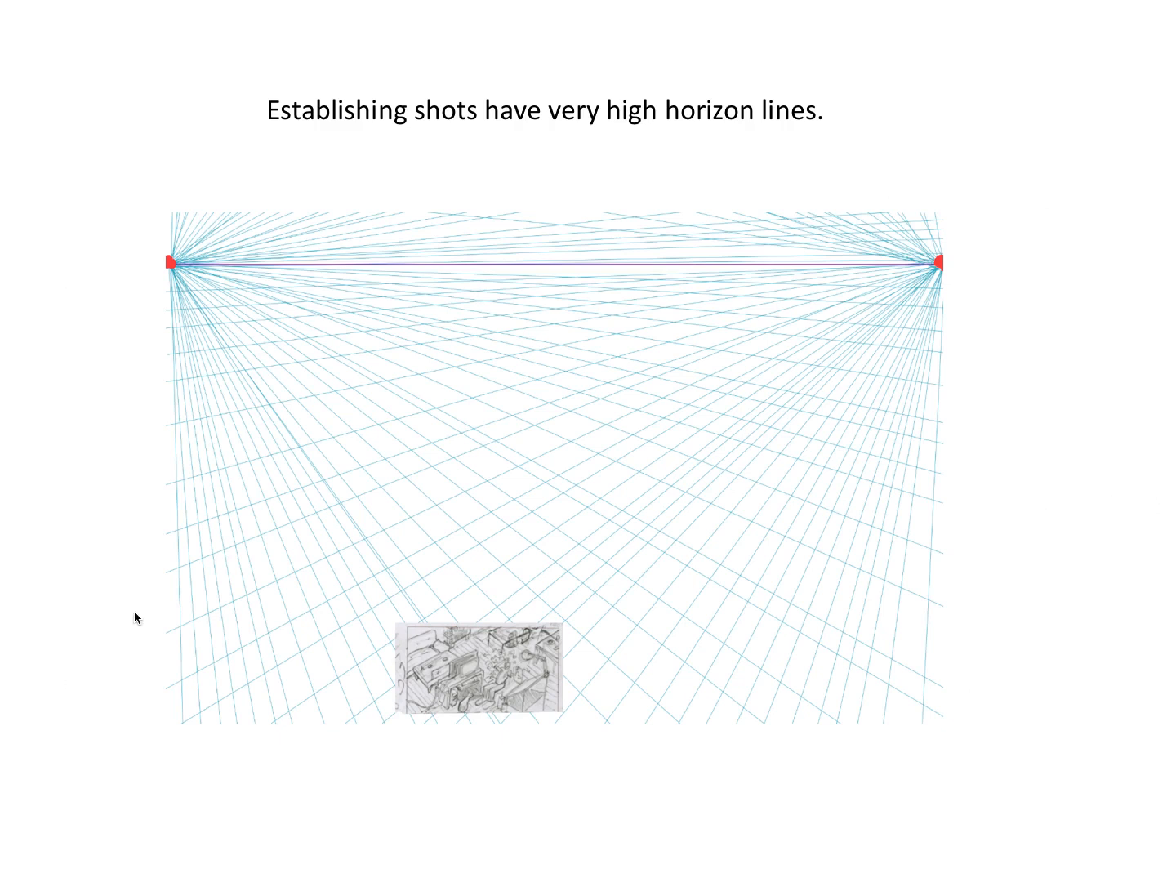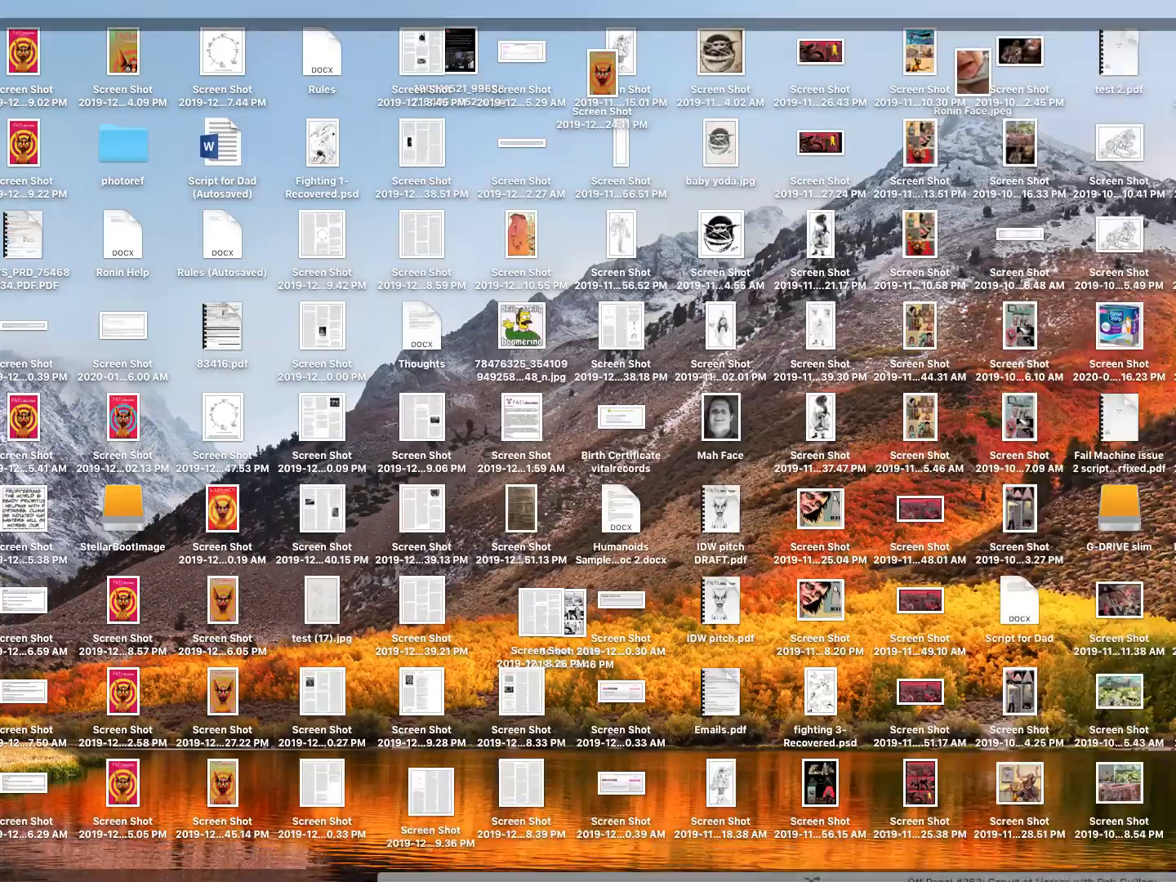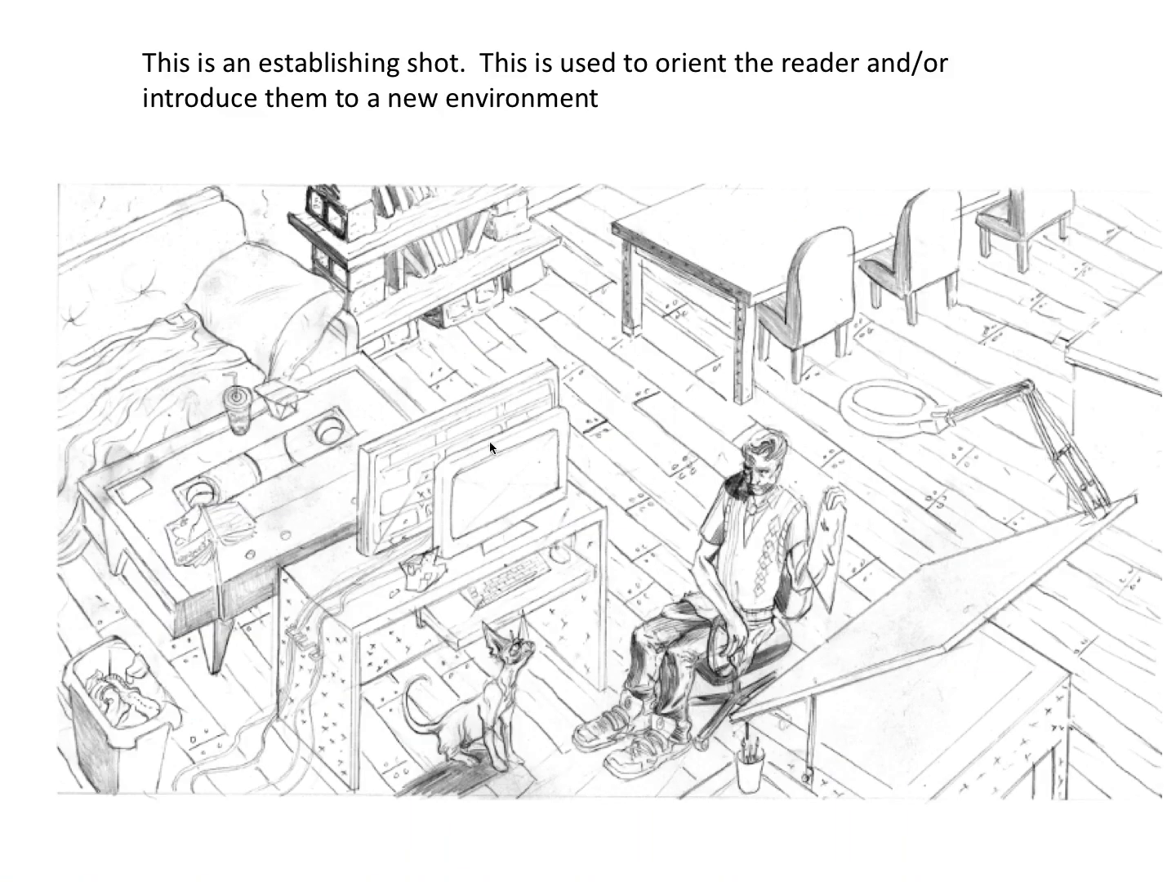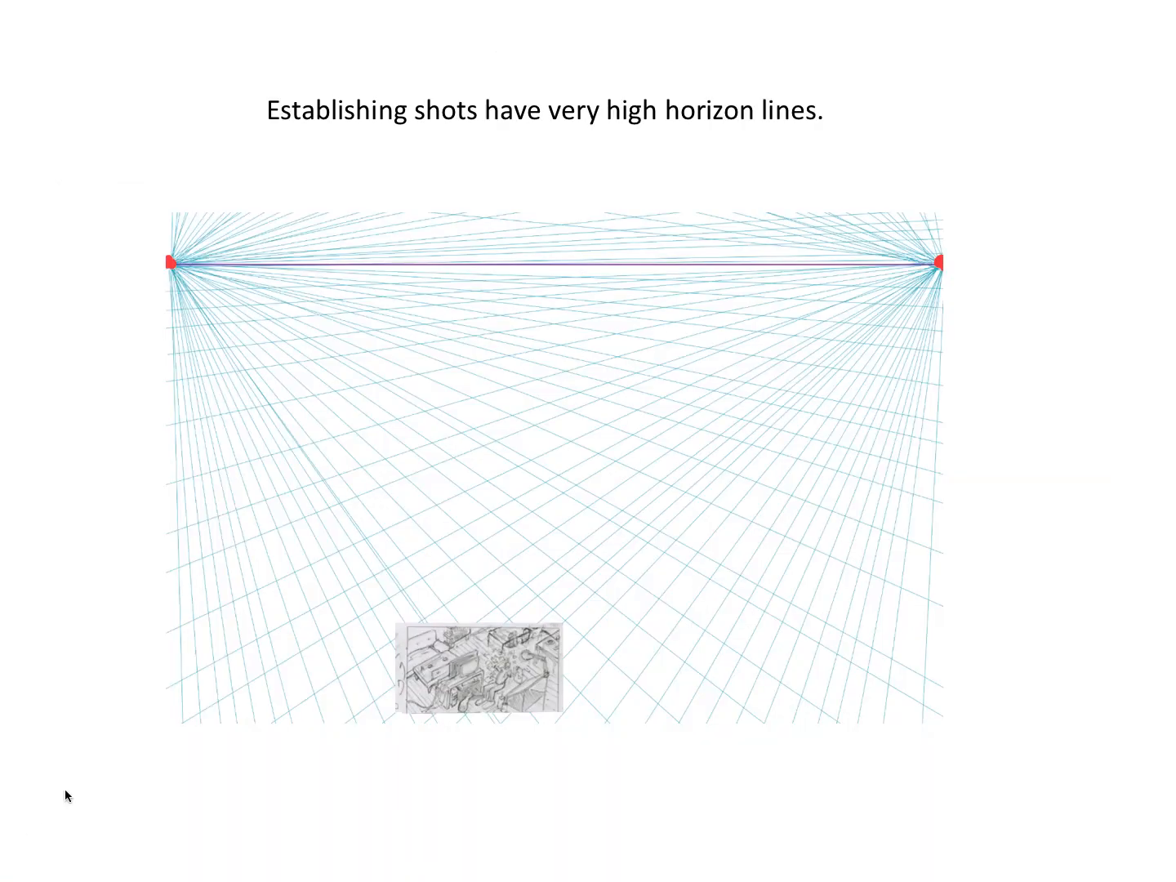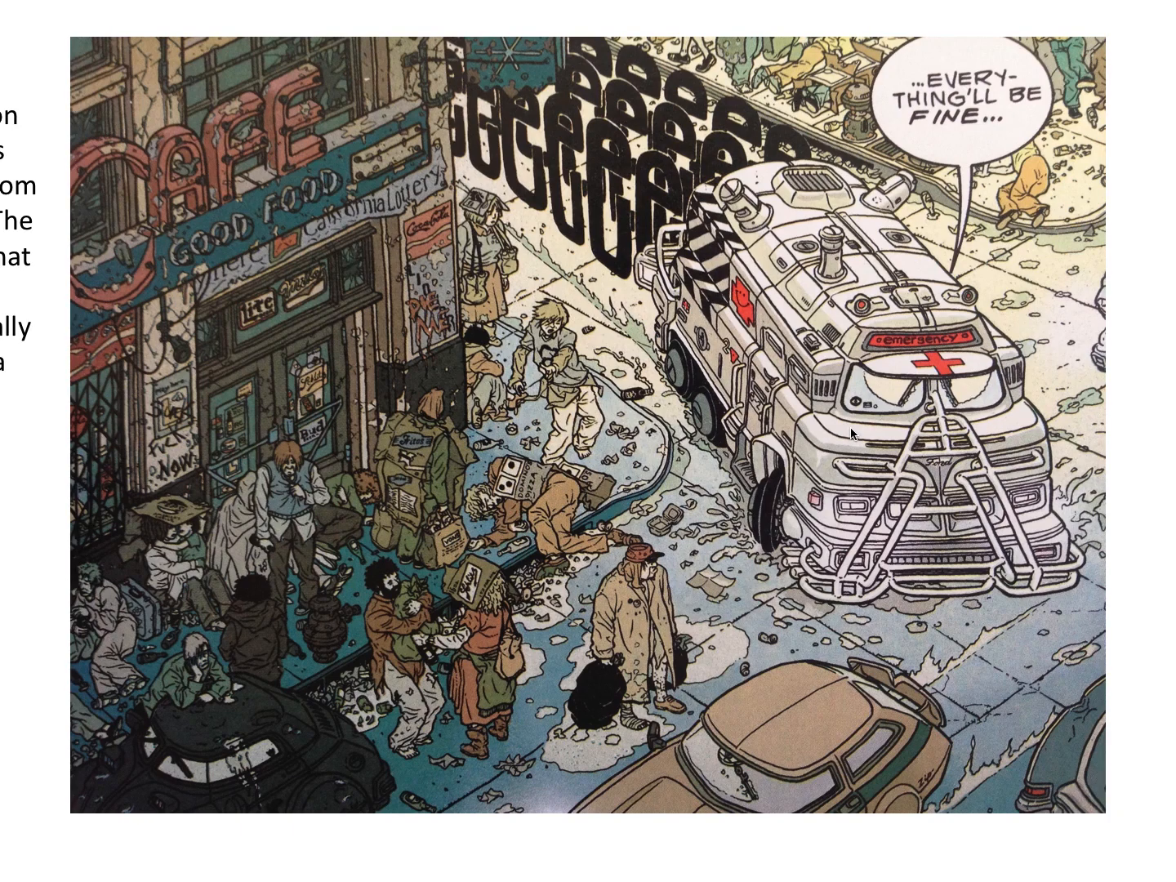So there's a trick in the Rapid Viz book where you can find vanishing points and then find a horizon line in an image. This previous slide is the one down here. And if we find the horizon line, it is way up here for that establishing shot. It's way off of the page. Sometimes we want it low, but here I put it way out.